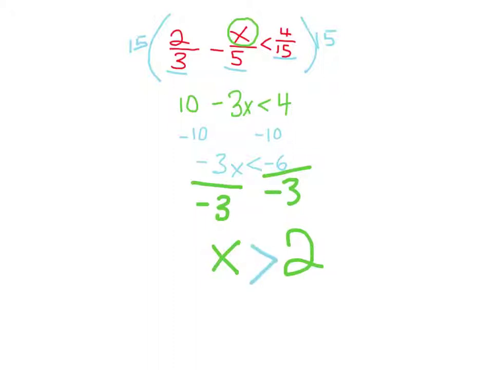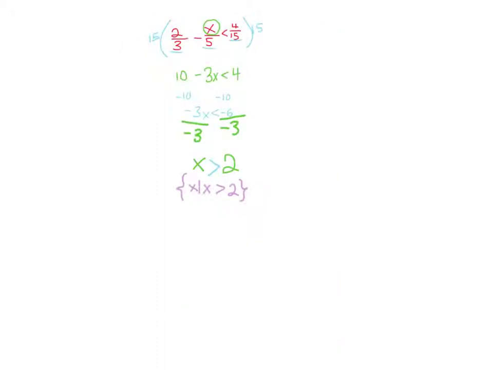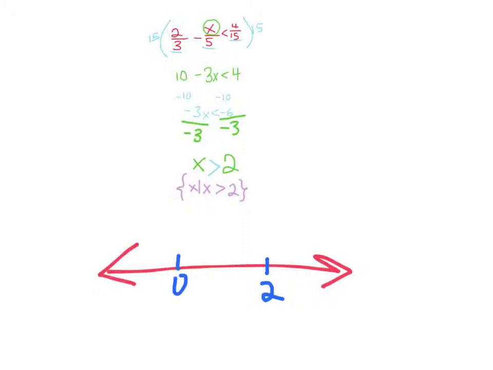Now, writing that in set builder notation, we have x, 2, and those little things Carson can't draw. Next, we're going to graph the problem. Starting with our beautiful red number line, we are going to mark the number 2 and 0 because it's always good to have 0 on a number line.